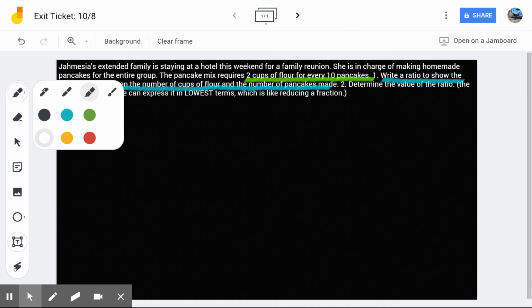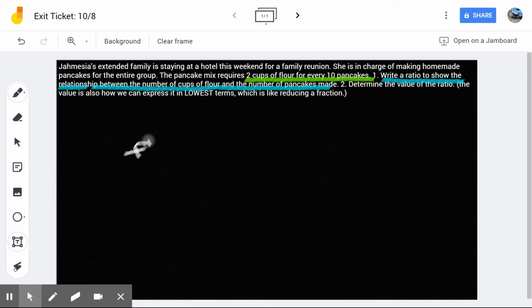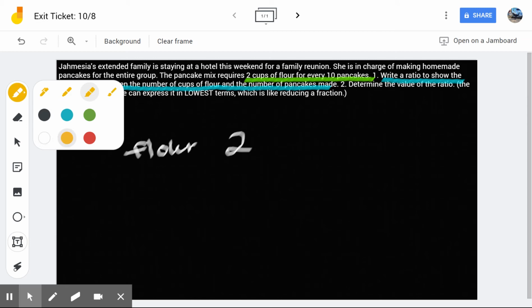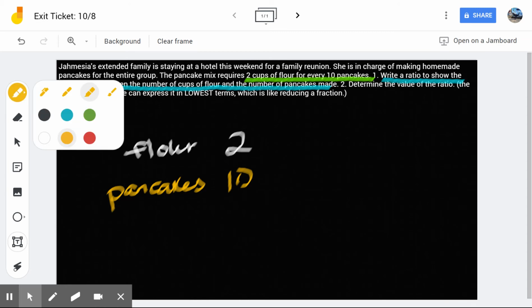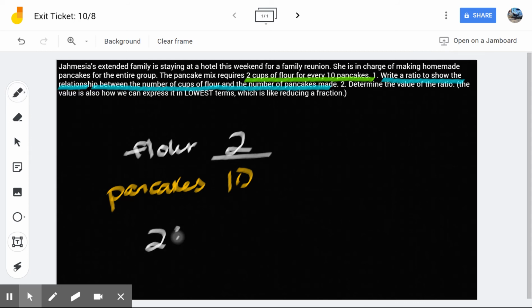So for flour, we'll write in white 2 cups of flour for every how many pancakes. That looks like 10. And I'll use yellow to denote that we're talking about pancakes. So the ratio is 2 to 10. We can write it as a fraction. We can also write it in this form.